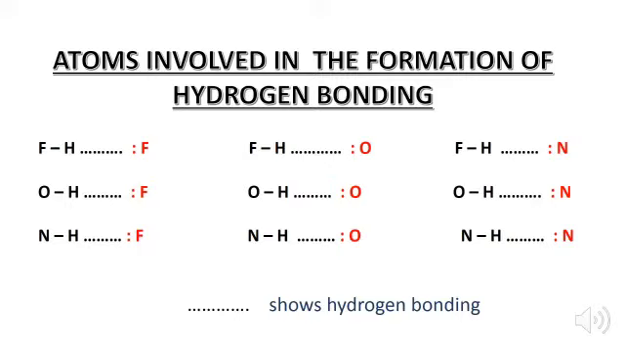Second is that the hydrogen that is already covalently bonded with oxygen can make a hydrogen bond with the lone pair of fluorine, with the lone pair of oxygen, or with the lone pair of nitrogen. Whereas the hydrogen that is already covalently bonded with nitrogen can make a hydrogen bond with the lone pair of fluorine, with the lone pair of oxygen, or with the lone pair of nitrogen. Here this dotted line shows the hydrogen bonding.